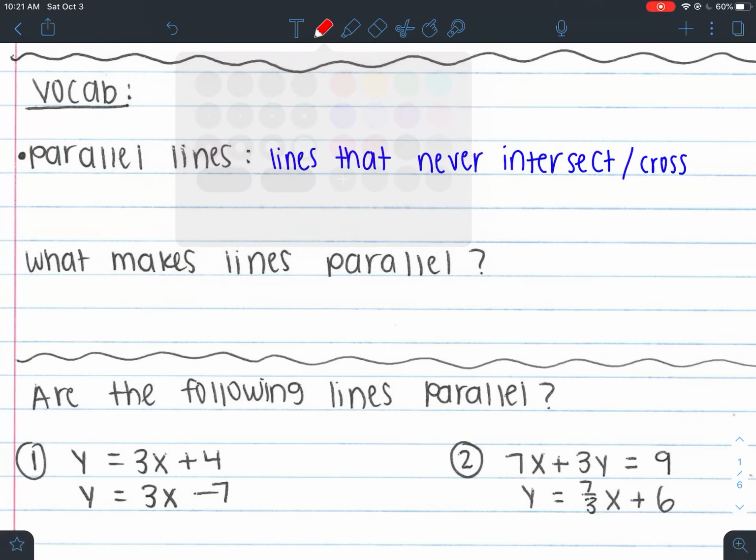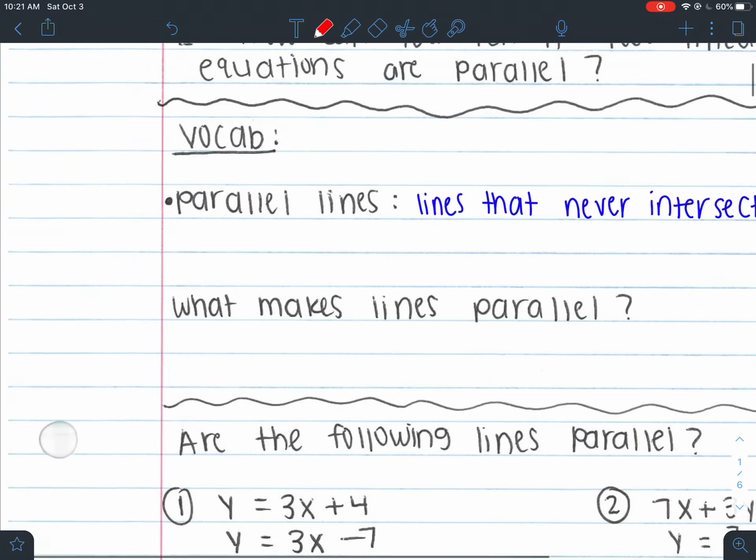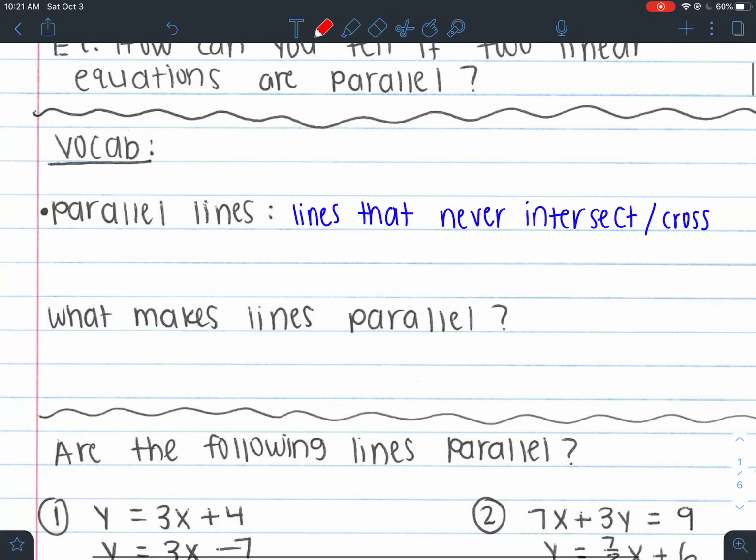Now, what makes lines parallel with each other? Okay? Well, the important thing about this, we kind of just talked about it. What makes two lines parallel? Well, they must have the same slope. They must have the same slopes with each other. If they don't have the same slopes with each other, then they can't be parallel with each other because they would have different rates of change.